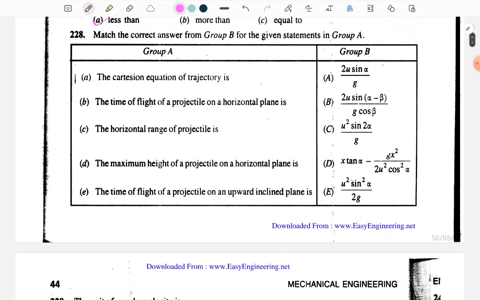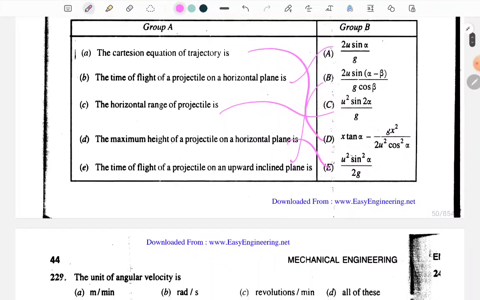Cartesian trajectory equation, that one you know. Time of flight of a projectile, 2u sin alpha by g. Horizontal range, u square sin 2 alpha by g. Maximum height, u square sin square alpha by 2g. Next, time of flight on an upward inclined plane is 2u sin alpha minus beta by g, this one.